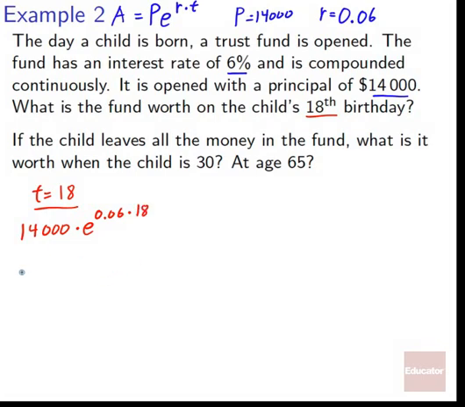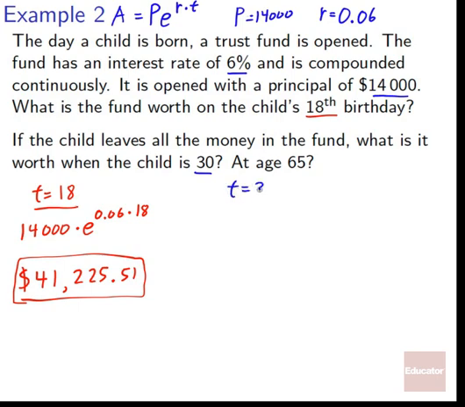We plug that into a calculator, and we see that on his 18th birthday, the child has managed to get $41,225.51. So, pretty good, right? But what if the child didn't really want the money, wanted to save it, maybe use it to buy a house when he was 30, put down a good down payment on a house when he was 30. So at that point, the child would have 14,000, same setup, but we're going to have a different number of years, times 30.